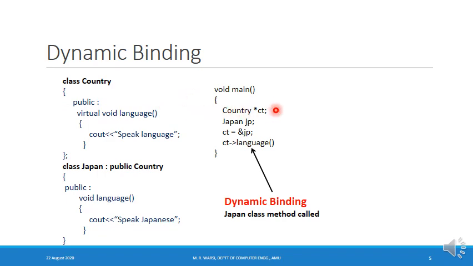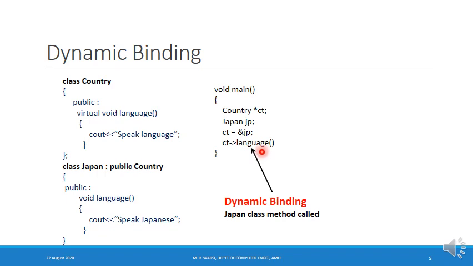We have a pointer which is pointing to an object of type country. We have created an object which is of type Japan, and this pointer, which is of type country, is pointing to an object of type Japan. And then I'm giving a call to the language method. Now, since language is defined to be virtual, the binding will be dynamic binding.